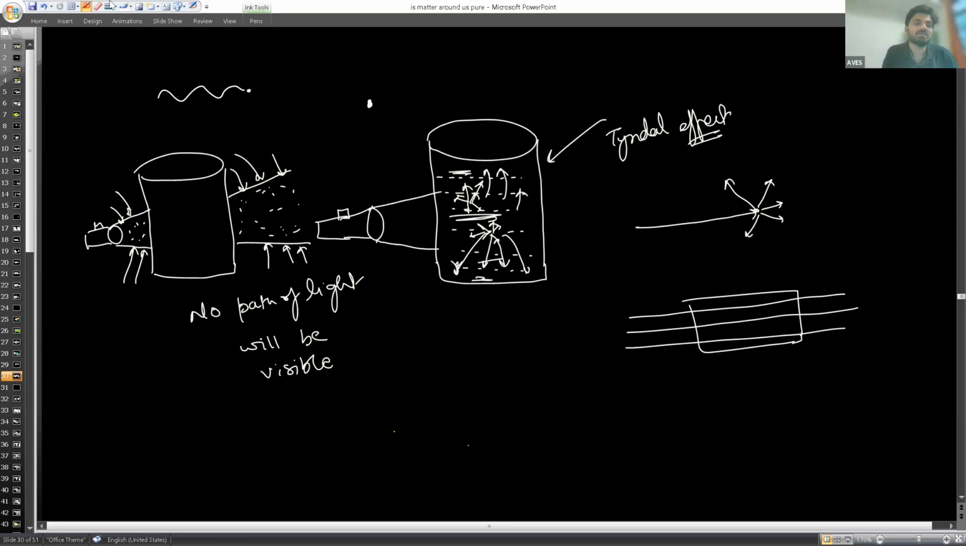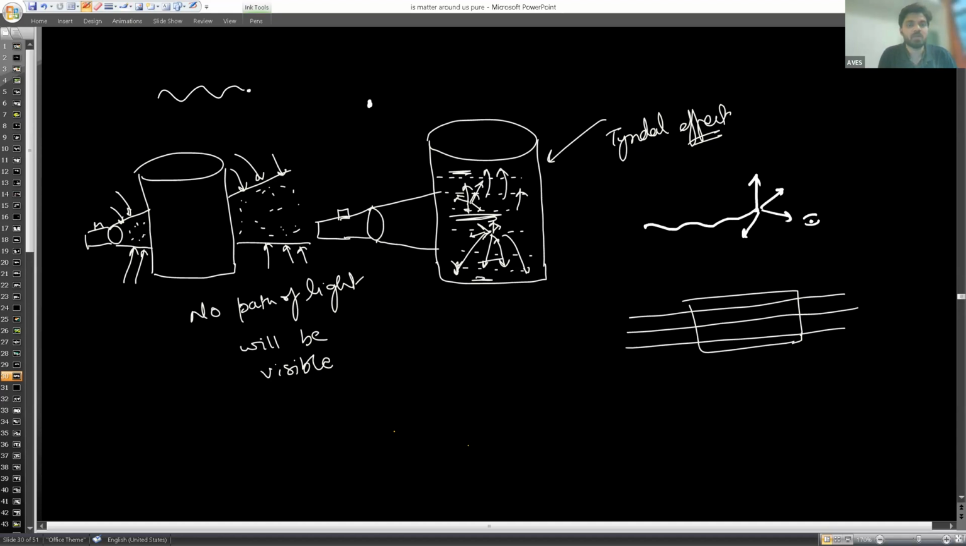Here you can check: this is the light, this is the particle, and if the light is coming and the particle is big enough that light falls over it, it will scatter everywhere. So if a person is sitting here, his eye is here, this particle will be visible to him.